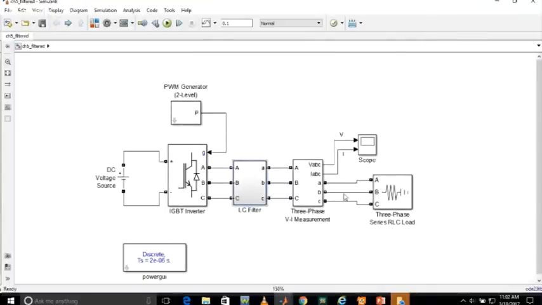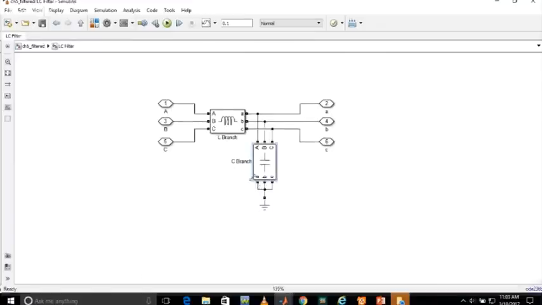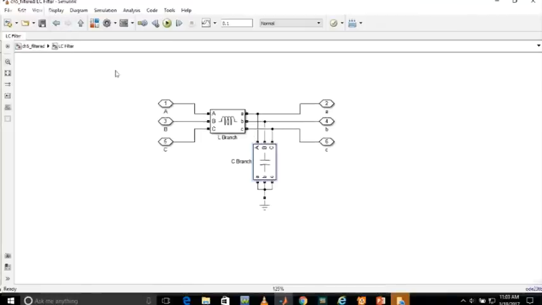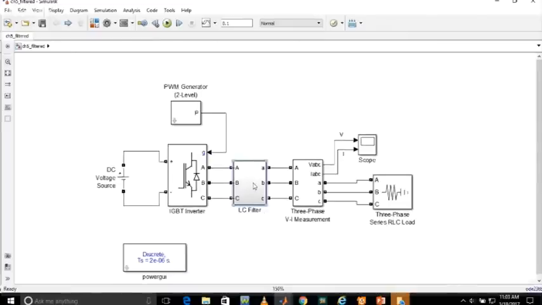A subsystem is what? If you select all this system, and then right click it, here is "Create subsystem from selection". The moment you click this, it will make a circuit like this. This is the circuit present in our system, right? I've chosen the system like this and said create subsystem, and this is how it will look.